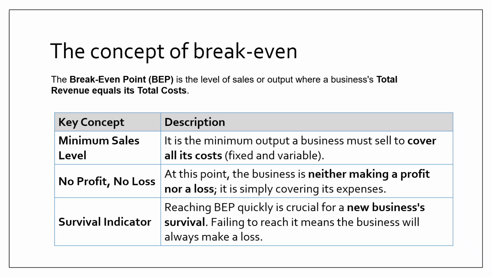It is the minimum output a business must sell to cover all its costs, that is, the fixed and variable costs. Number two, no profit, no loss. At this point, the business is neither making a profit nor a loss. It is simply covering its expenses. Number three, survival indicator. Reaching break-even point quickly is crucial for a new business's survival. Failing to reach it means the business will always make a loss.